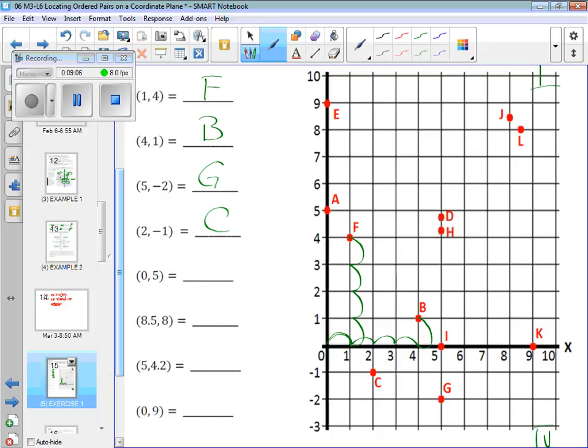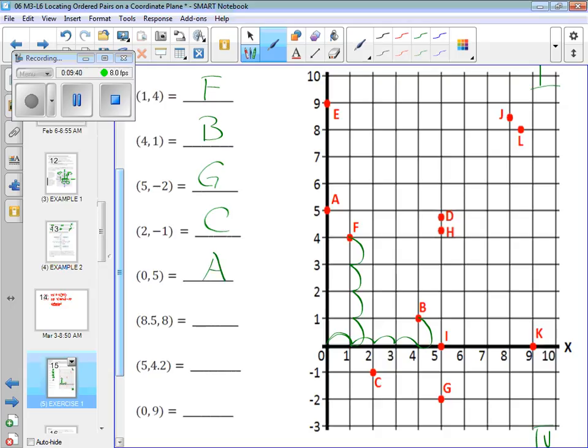Okay, here comes your first tricky one. 0, 5. Think about it. How many think A? How many think I? Okay, ready? It's always X first. So if I'm at 0, I've got to take 0 steps along the X. I'm not moving. But then I got to go 5 up. So it's A.